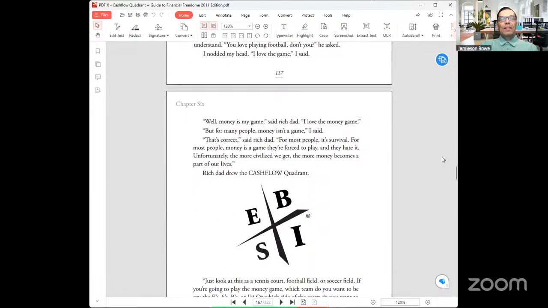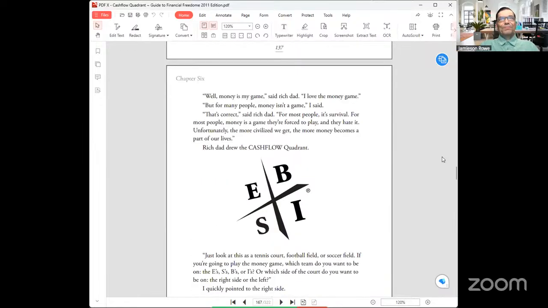"Well, money is my game," Rich Dad said. "I love the game, the money game." But for many people, money isn't a game. "That's correct," said Rich Dad. "For most people, it's survival. For most people, money is a game that they're forced to play, and they hate it. Unfortunately, the more civilized we get, the more money becomes a part of our lives."